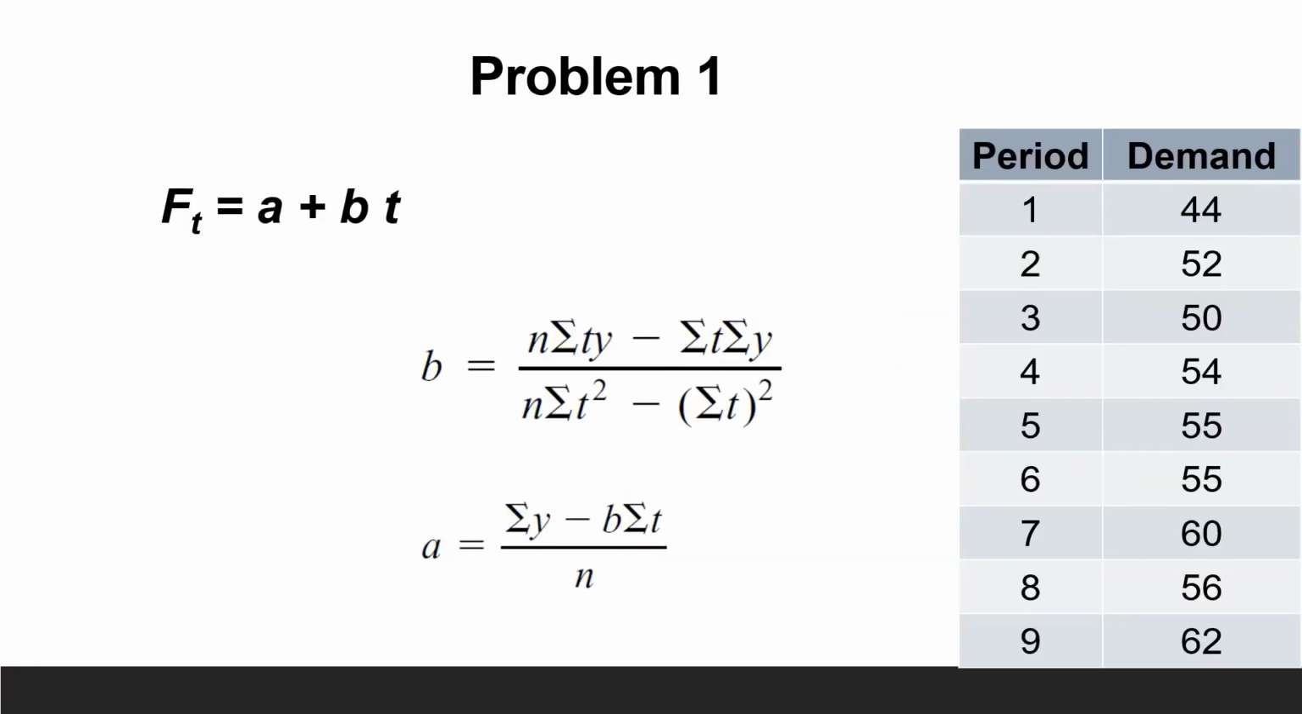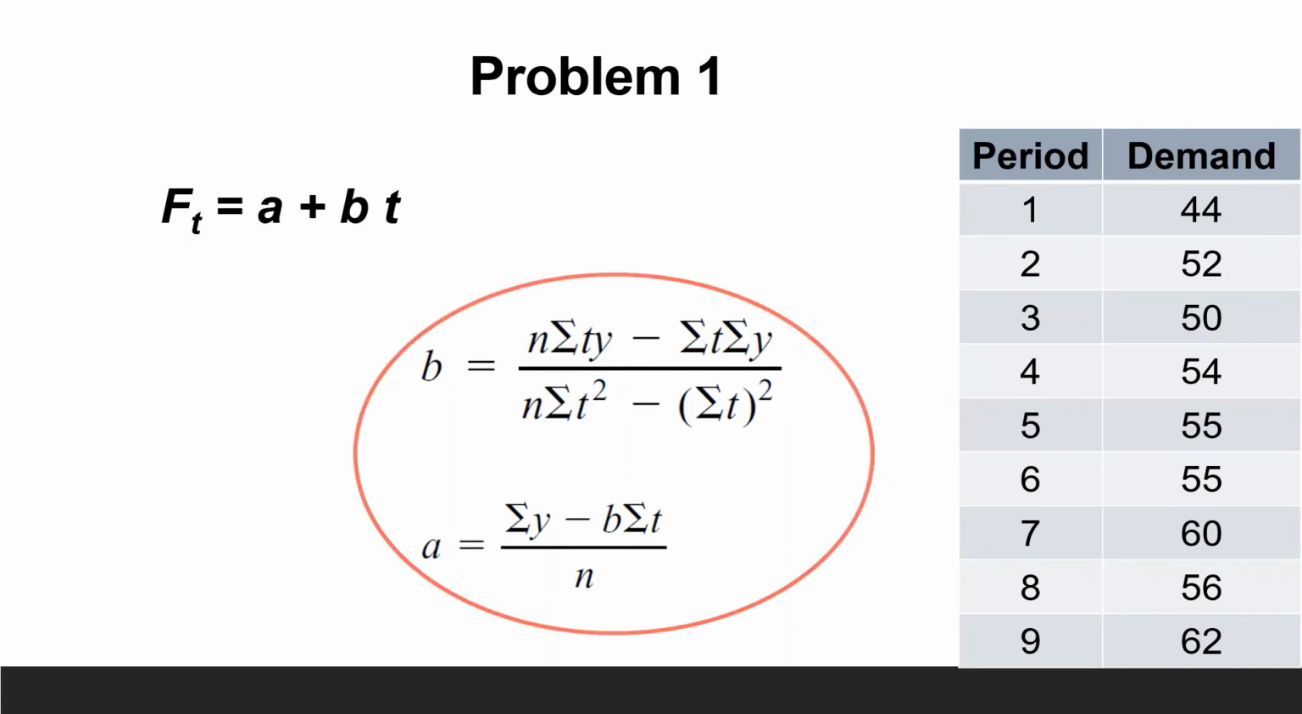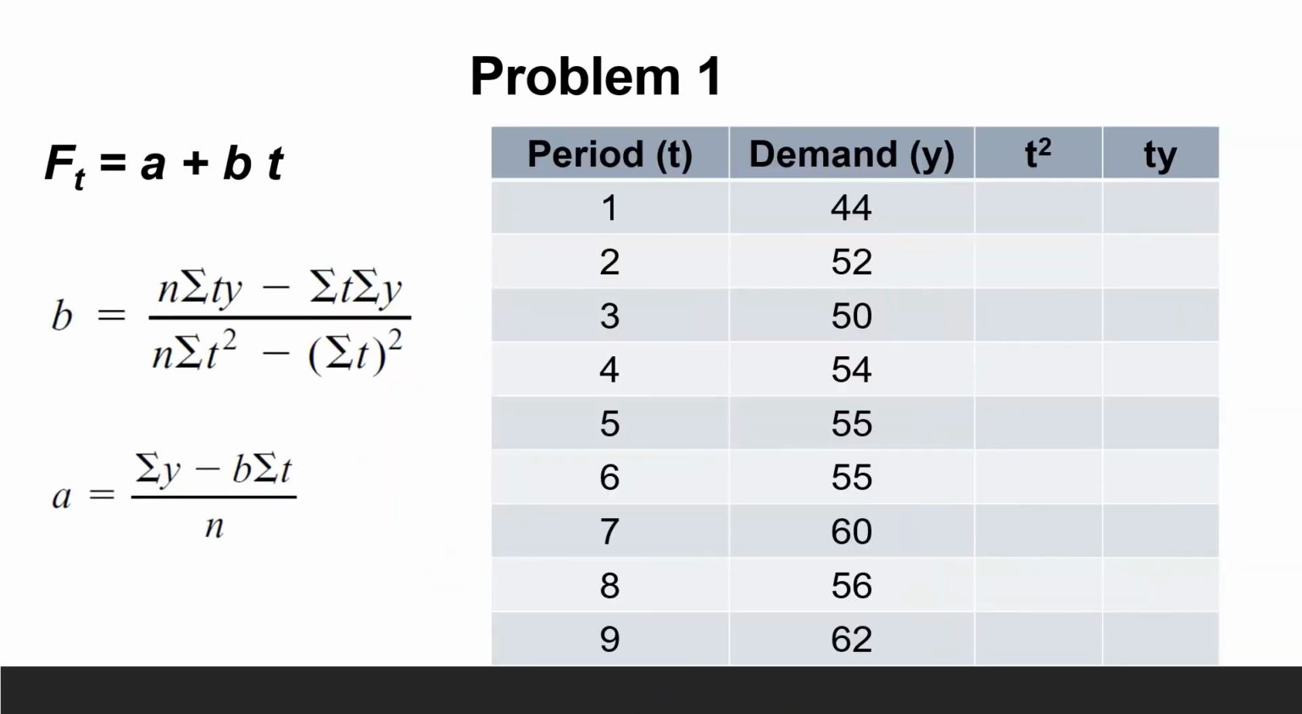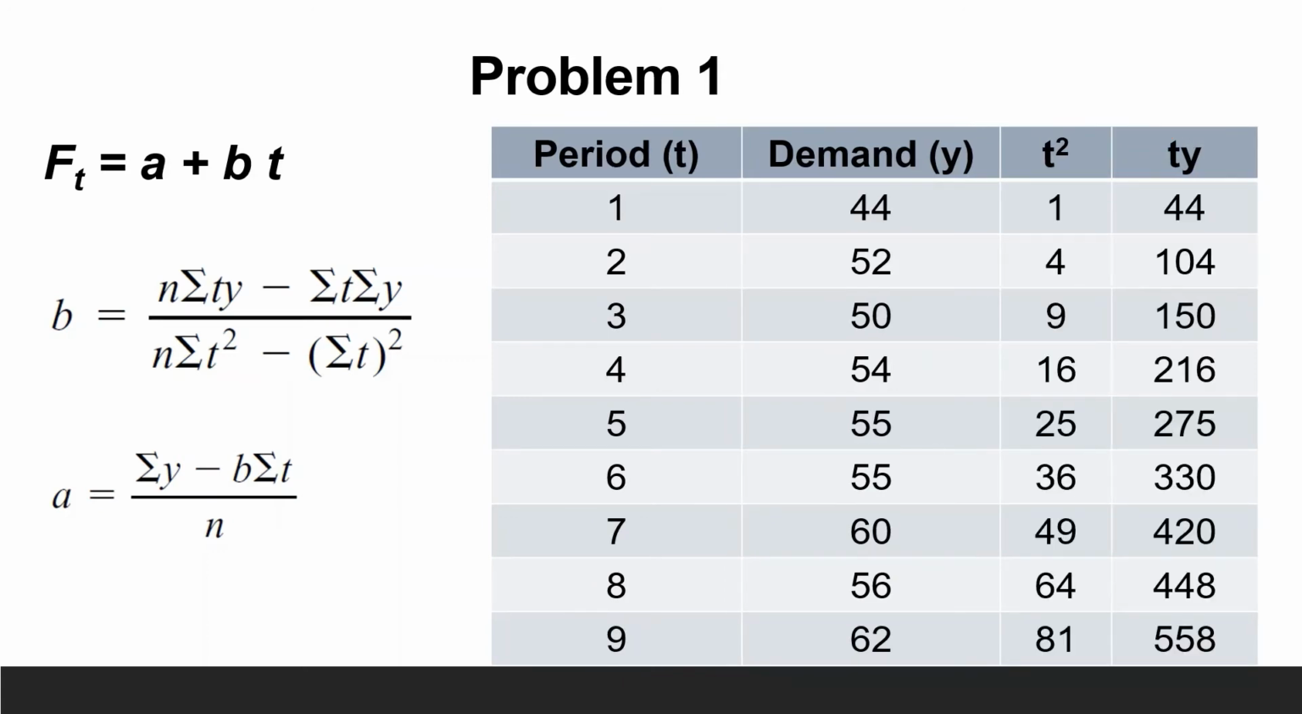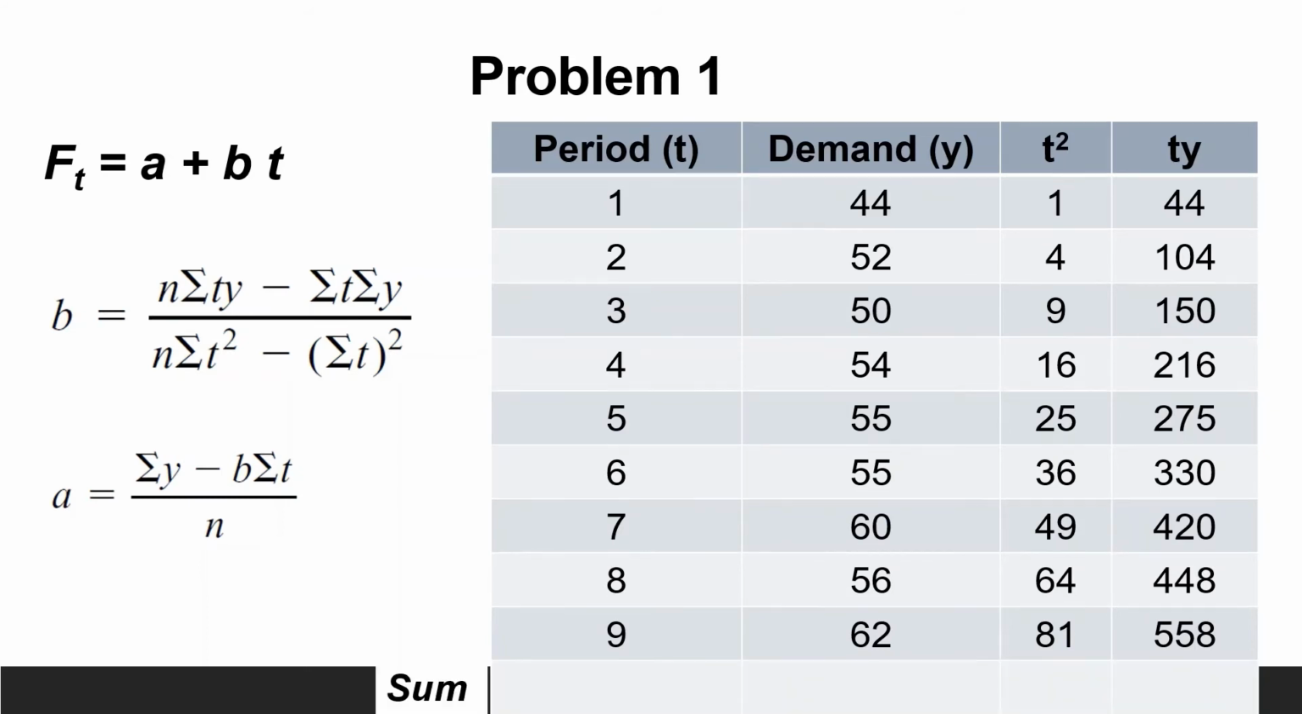From the graph it is clear that the data are increasing with a linear trend. To develop the linear trend in the form Ft equals a plus bt, we have to find a and b using these 2 equations. To do this, 2 more columns should be added to the table. One contains t to the power 2 and the other contains t multiplied by y. So, calculate t to the power 2 and t multiplied by y for each period.